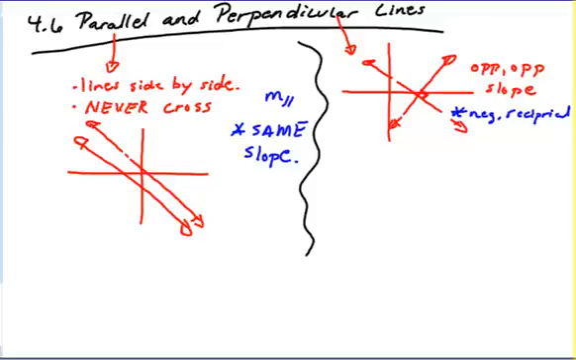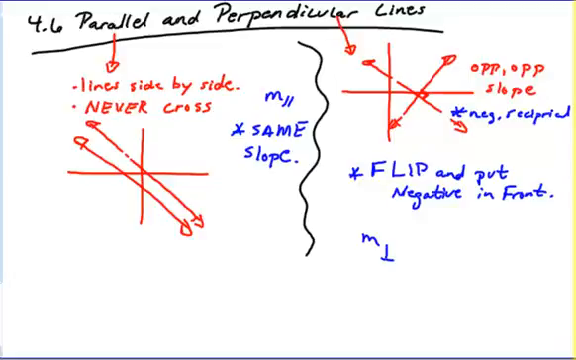The negative reciprocal. Remember, that just means flip it and put a negative in front. As far as notation goes, what does a perpendicular slope look like? M with a sub what? Did you guys get this symbol last time? It's M, and you put a little upside down T beside it. If you ever see someone writing that symbol, it means perpendicular. Perpendicular slope, parallel slope.